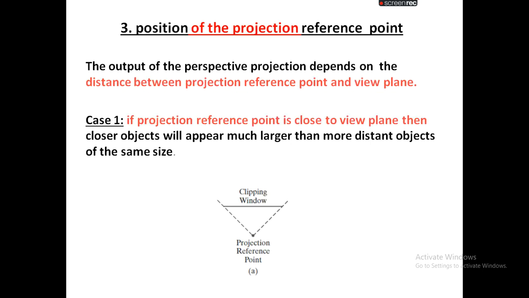So assume that in case one, we kept the projection plane at a distance of 1 meter. Clipping window is nothing but the projection plane only. Assume that in case one, we kept the projection plane at a distance of 1 meter from the projection reference point. So the object looks larger in case one.